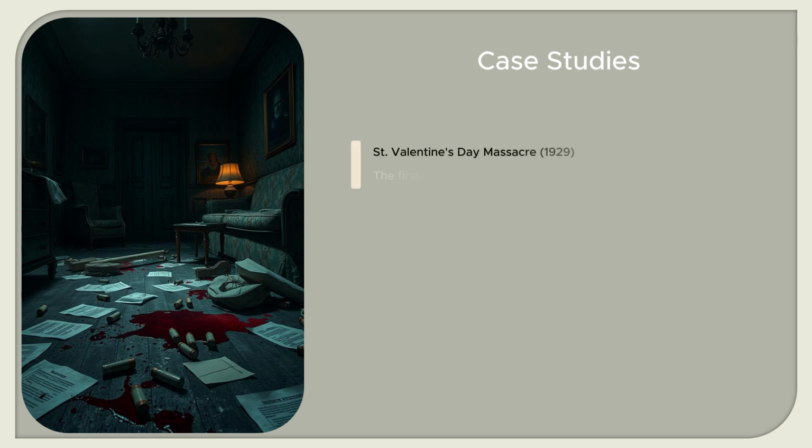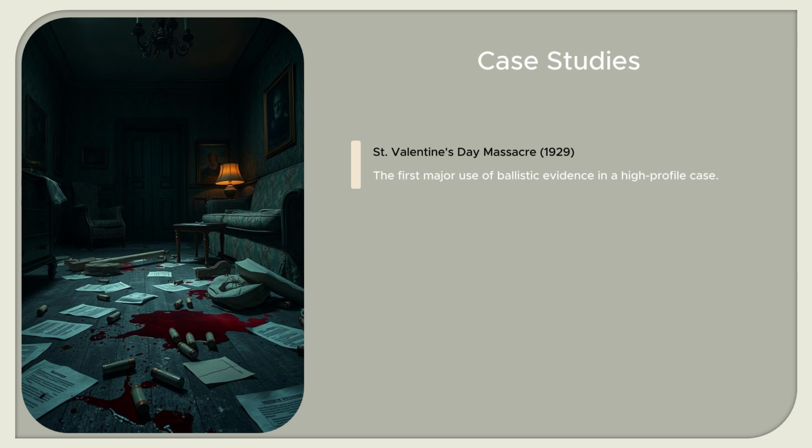First case is famous as St. Valentine's Day Massacre, 1929. The first major use of ballistic evidence in a high-profile case. The 1929 St. Valentine's Day Massacre, where 7 members of Chicago's North Side Gang were executed by rival mobsters, marked the first high-profile use of forensic ballistics in U.S. history. After the shooting, police recovered over 70 spent .45 caliber Thompson submachine gun casings and bullets.